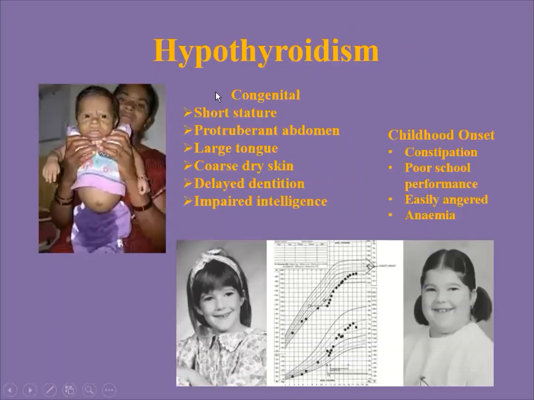So here, this is hypothyroidism. This is congenital hypothyroidism where, undertreated or not treated, depending on the thyroid status, the child can end up with short stature, a protuberant abdomen, large tongue, dry skin, and all those things, delayed dentition and all.